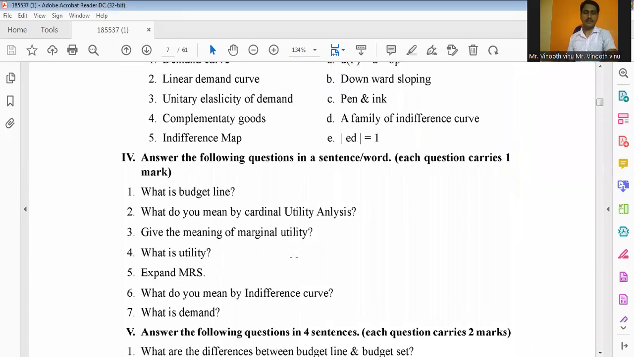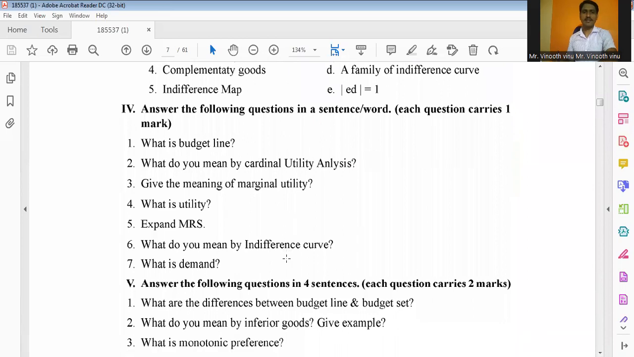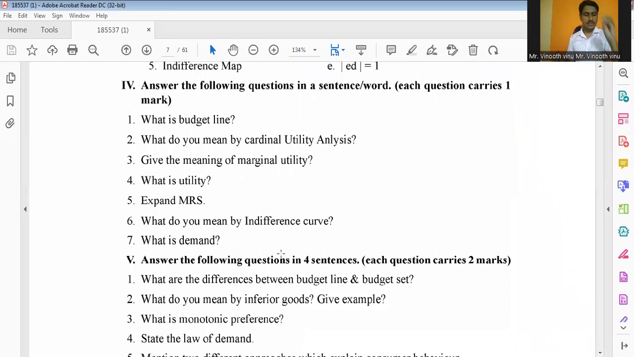What is budget line? Budget line is a graphical representation of two goods in which consumer purchases at particular price and quantity.